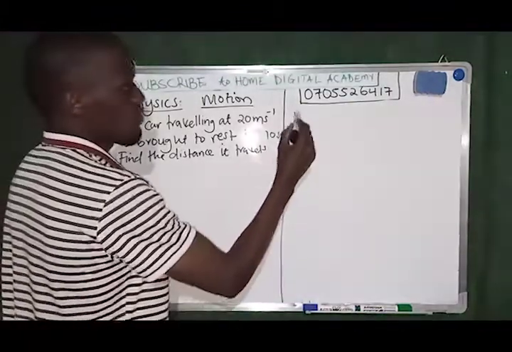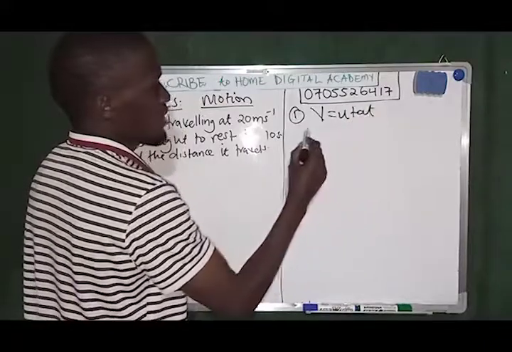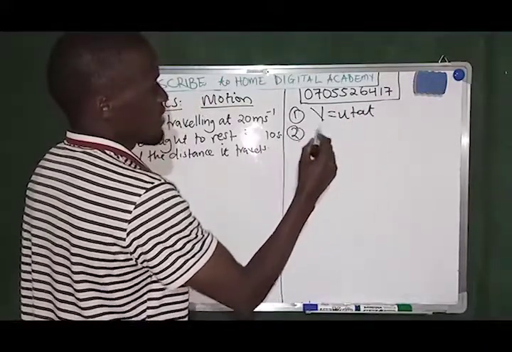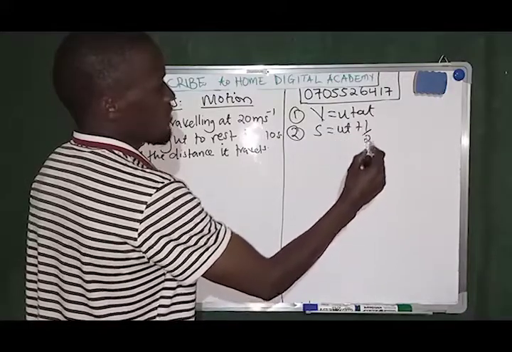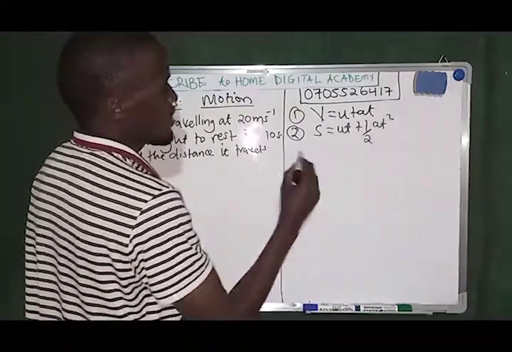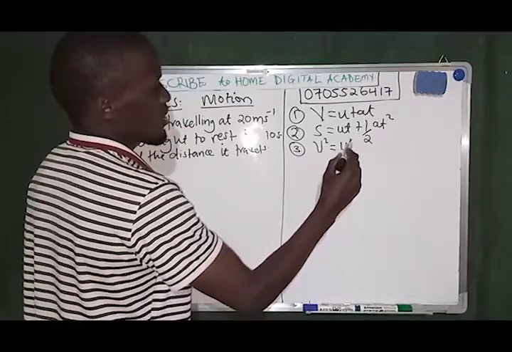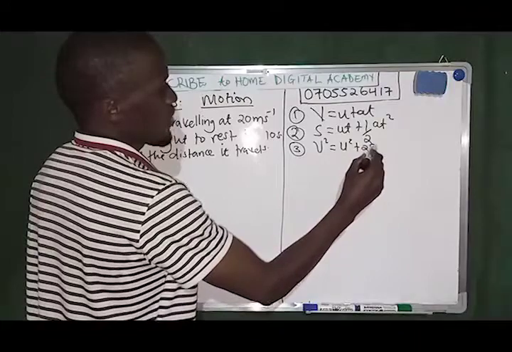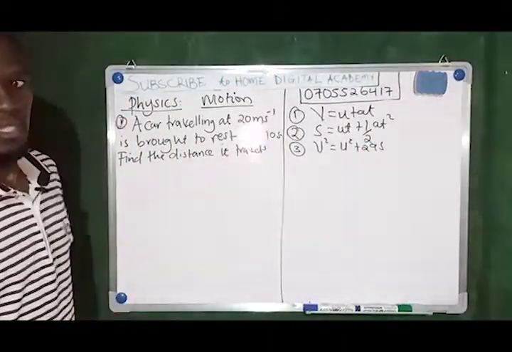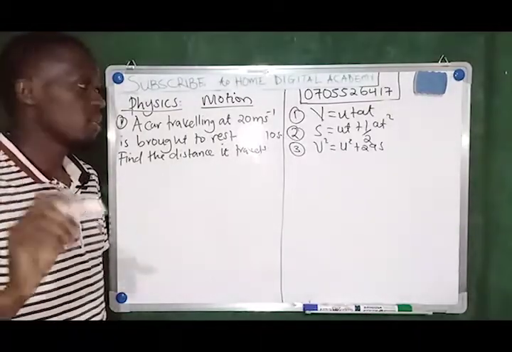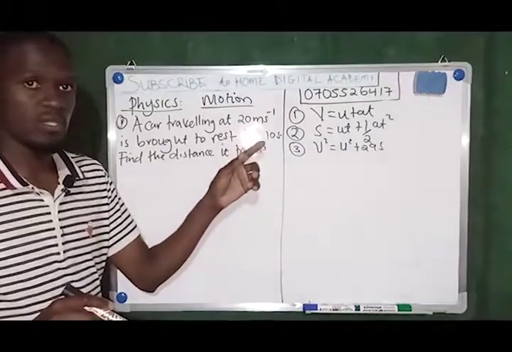The first one, let us remember, we have V equals U plus AT. The second one, we have S is equal to UT plus a half AT squared. And the third, we have V squared is equal to U squared plus 2AS. You must remember these equations. If you are doing any linear motion number, you must know the equations of linear motion. Those are the three equations.